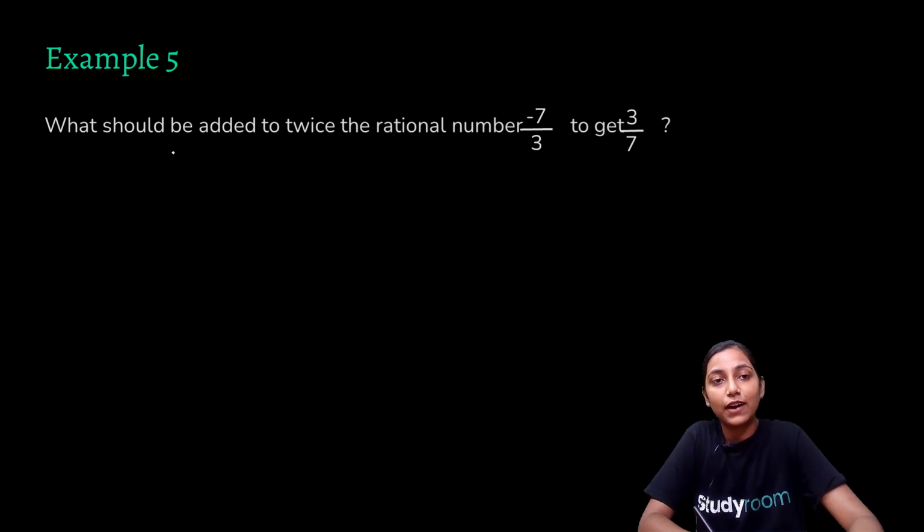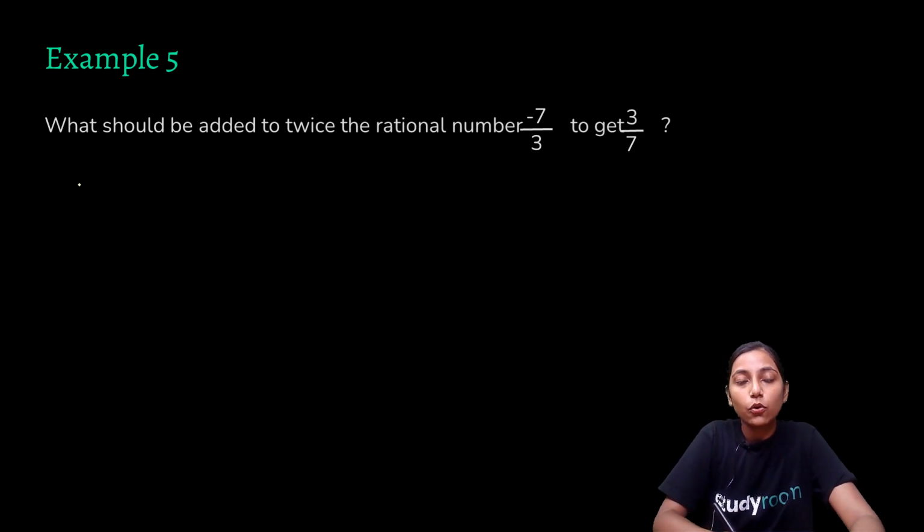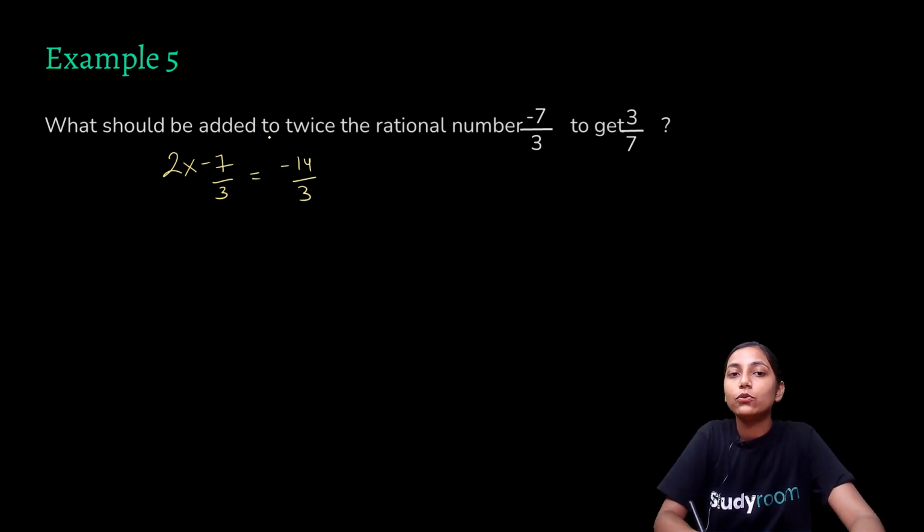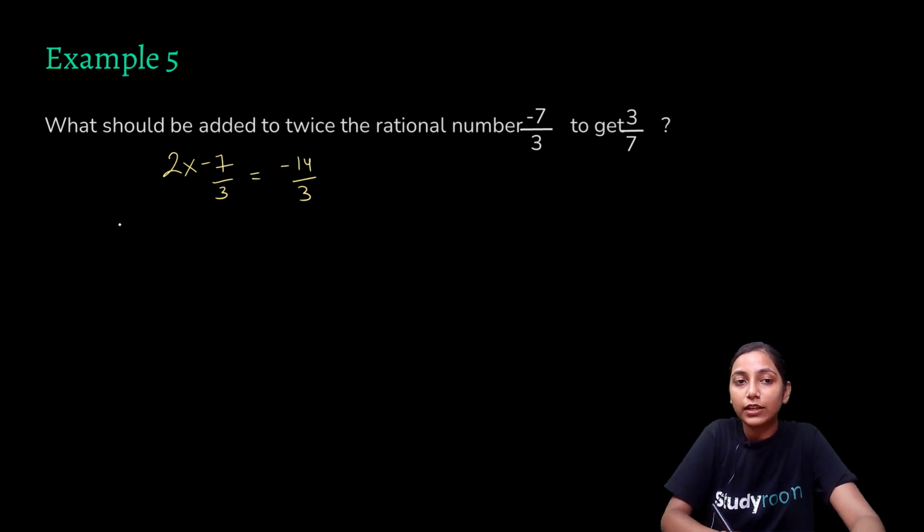Our example number 5 is, what should be added to twice the rational number minus 7 by 3 to get 3 by 7? So we have to add something to twice the rational number. So first of all, what will be twice of this rational number? Twice of minus 7 by 3, 2 into minus 7 by 3, that is minus 14 by 3. We have to add something to this rational number minus 14 by 3.